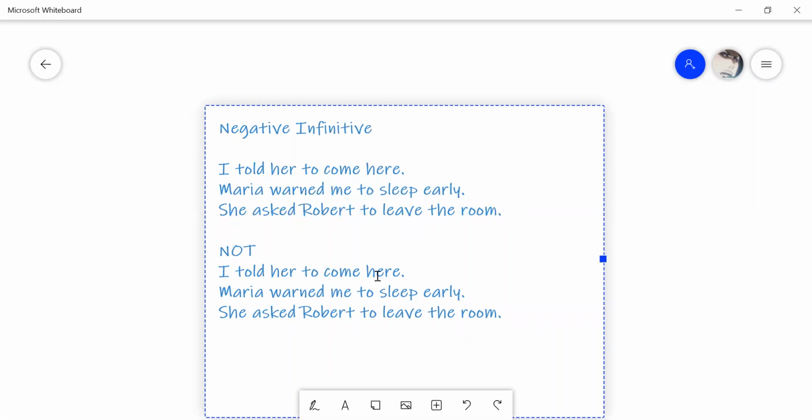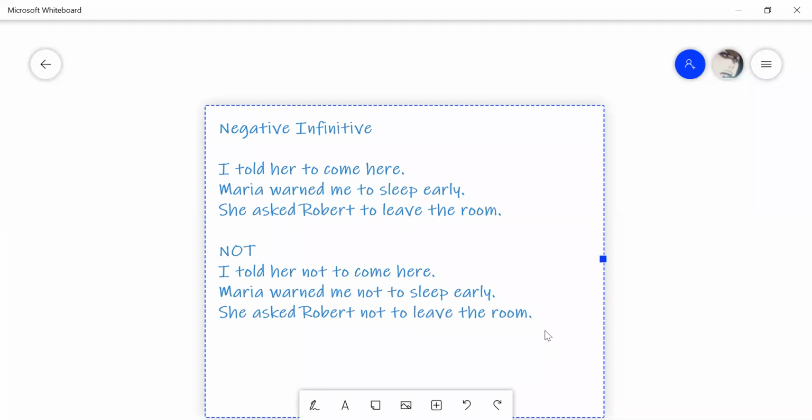I told her to come. I told her not to come. Maria warned me to sleep. Maria warned me not to sleep. She asked Robert to leave. She asked Robert not to leave. That's how we negate the infinitive. We put the particle not in front of it.